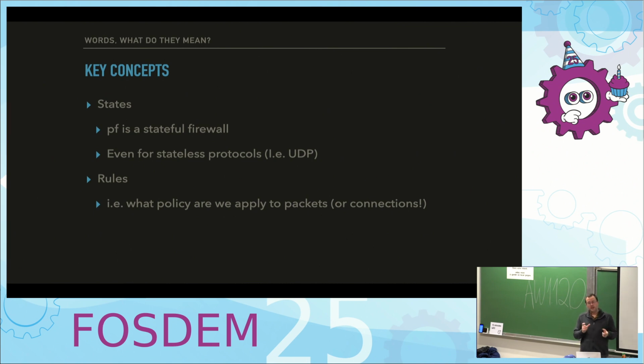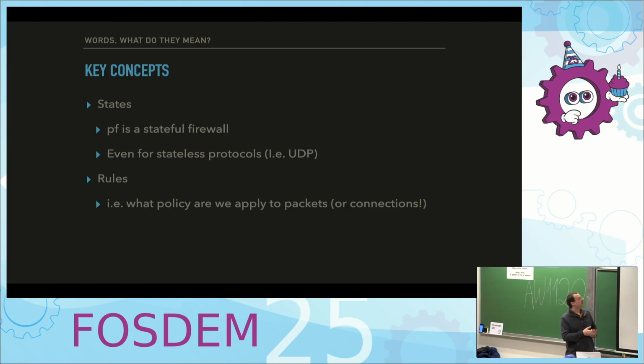And then PF will recognize that, actually this UDP packet belongs to a state that I've created for this UDP packet. So you can configure your firewall and say, I will allow outbound connections to port 53, and you don't need to worry about the reply. That is implicitly going to be allowed as part of that state.